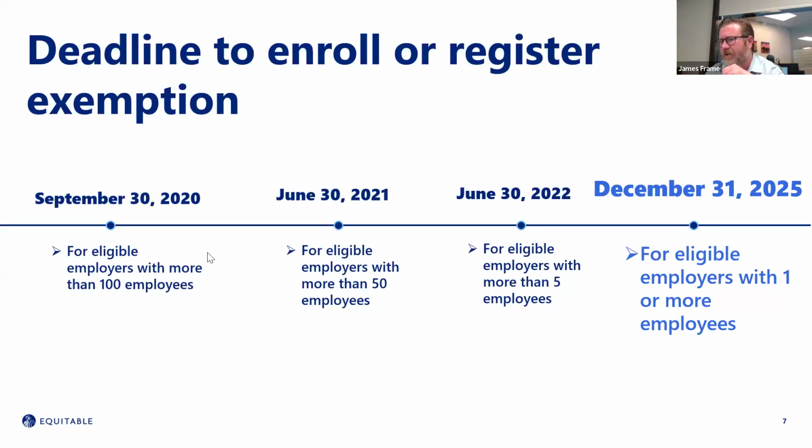During 2021, a lot more closely held businesses started to get hit. That wasn't too much fun. That's when we started having a lot of people reaching out to us to help open up their retirement plans for them. And then in 2022, when it was 5 people or more, again, a lot of people started reaching out to us. And now the final deadline, December 31st, 2025, is for all of us. If you have even one single employee, you've got to sign up for CalSavers or set up a retirement plan. The time is now.